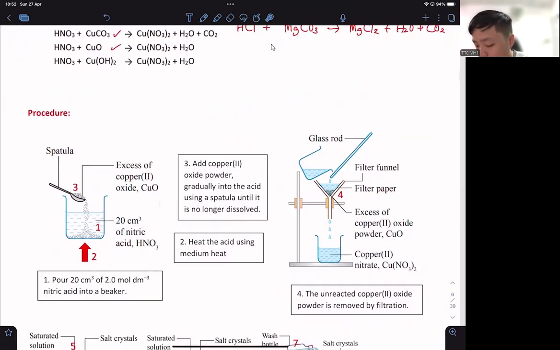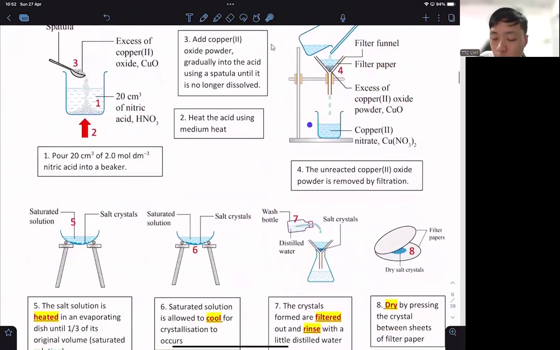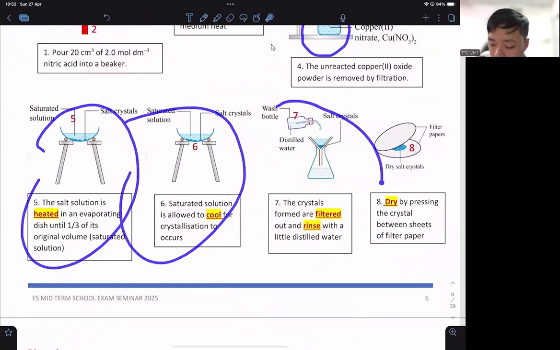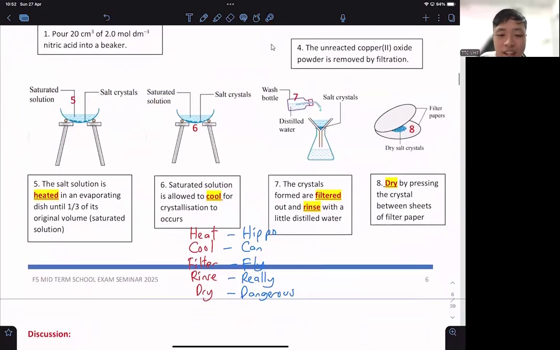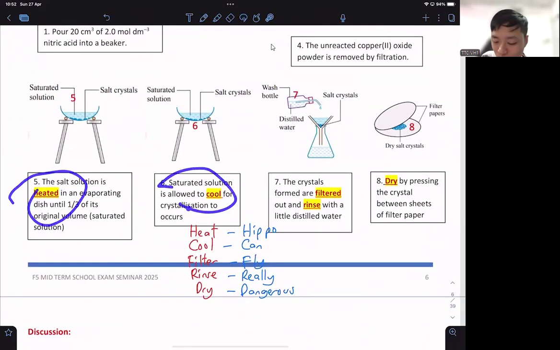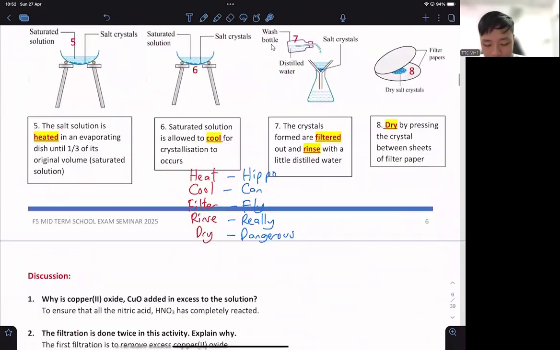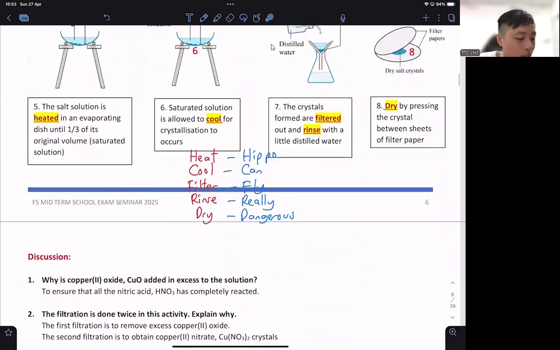Because you form the copper 2 nitrate, I don't want this extra powder, so I will filter the excess copper 2 oxide out, to get pure copper 2 nitrate. Then, because this one is soluble, you have to repeat these 5 steps: heat, cool, filter, rinse, dry. Later we'll write our procedure. Any question on this?